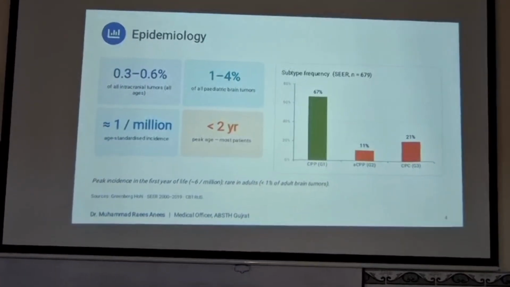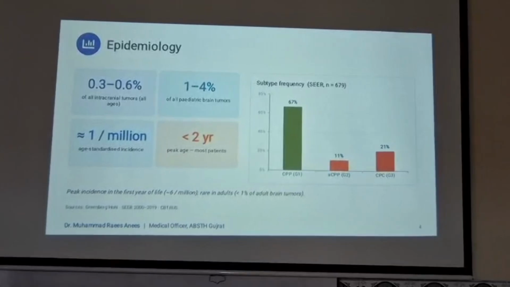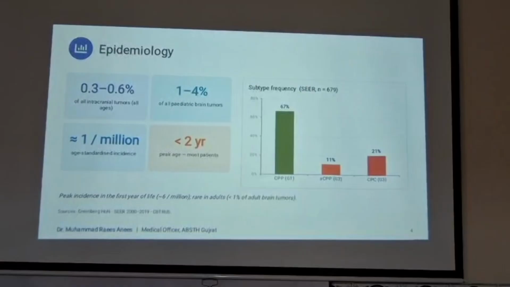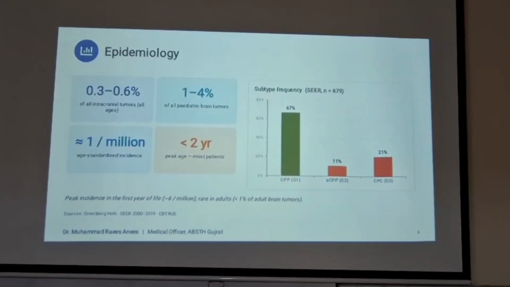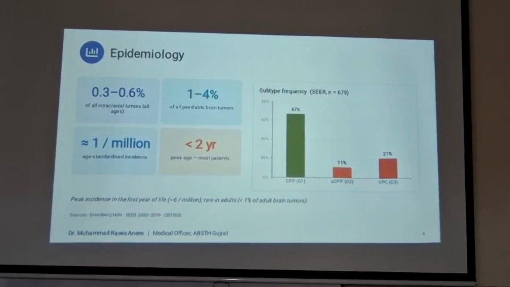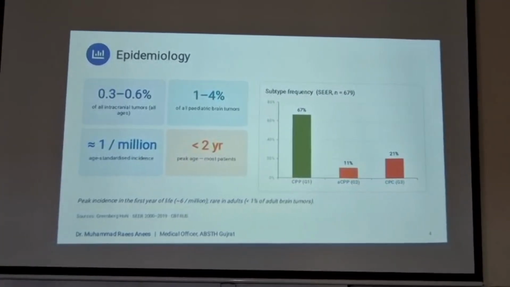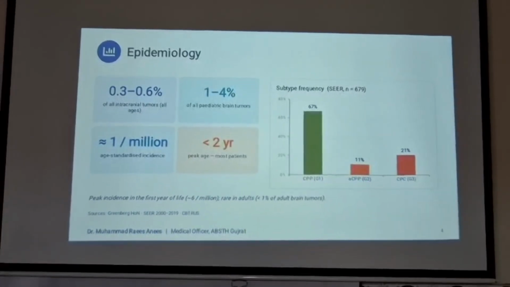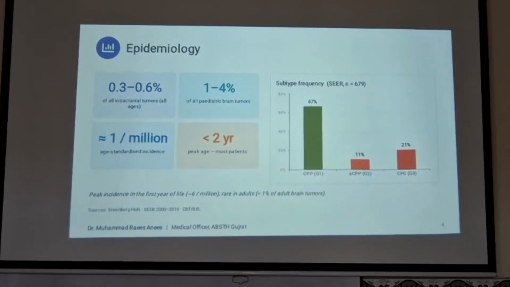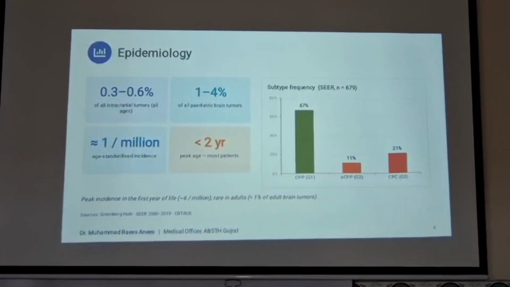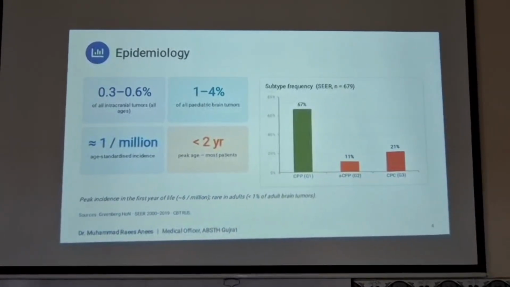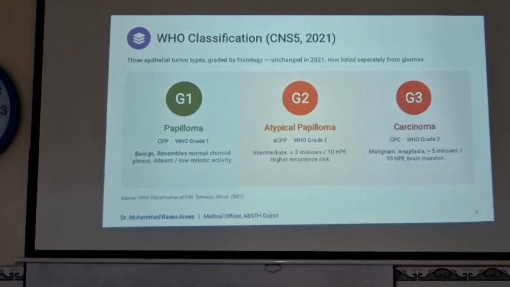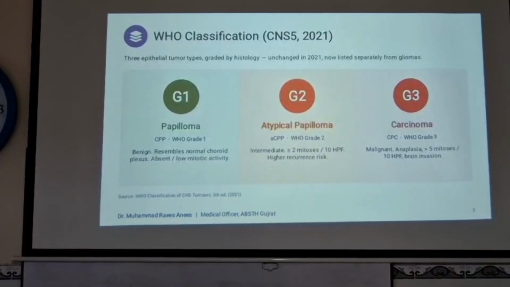The other graph is showing the subtype frequency of the subtypes of the choroid plexus tumors. The first one is choroid plexus papilloma. The second is atypical choroid plexus papilloma, and then the choroid plexus carcinoma. The highest frequency is with the choroid plexus papilloma with 67%, then atypical with 11%, and choroid plexus carcinoma with 21%.